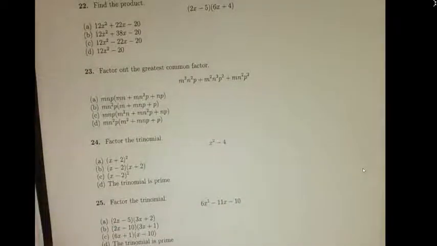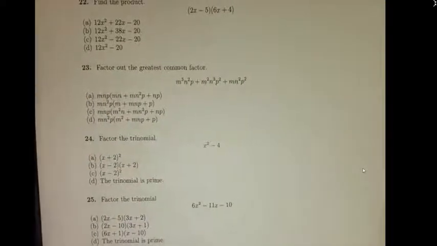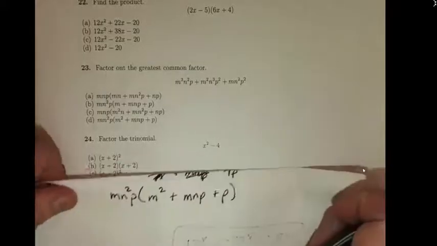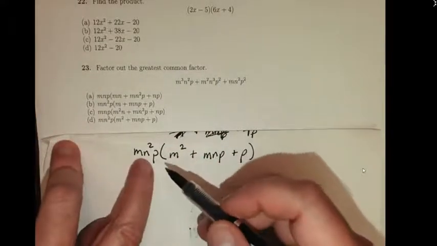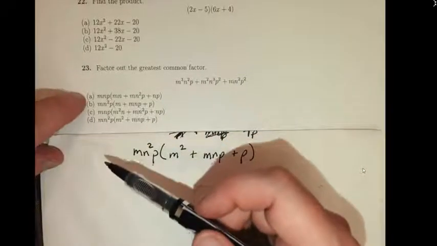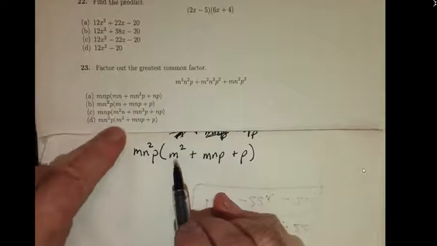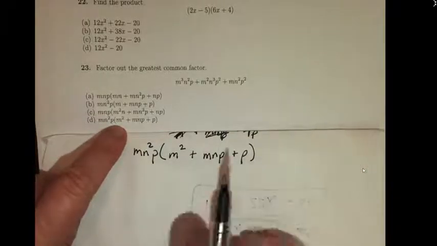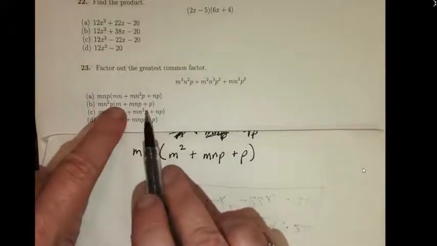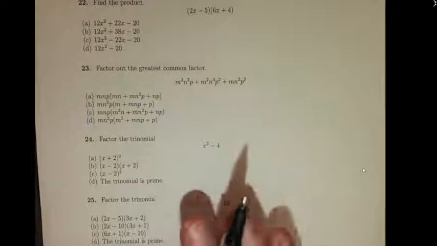Okay, so let me fold this down so we can choose. So this was my final answer. Right, so that was my final answer, and I'm looking for M N squared P out the front. So B and D have the correct thing out the front. And then I want M squared plus MNP plus, okay, so that doesn't match. So my answer here is going to be D. Okay, that matches up, D.